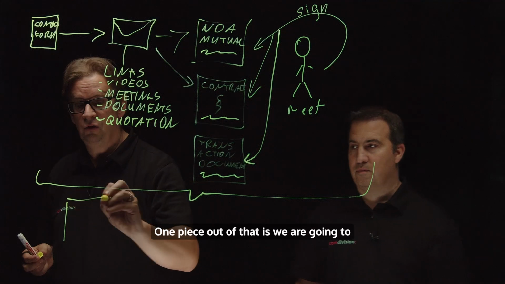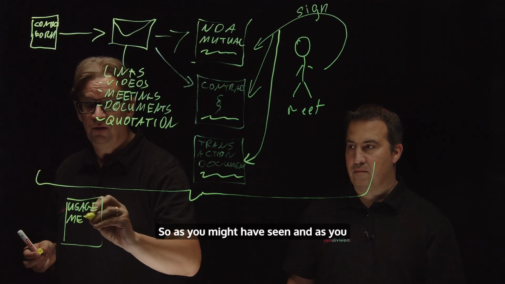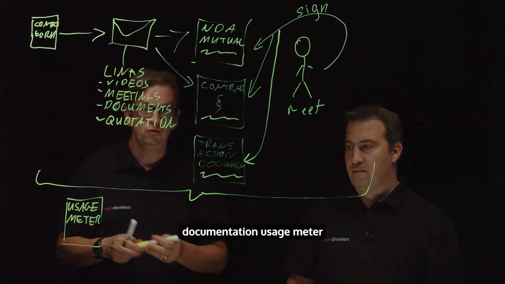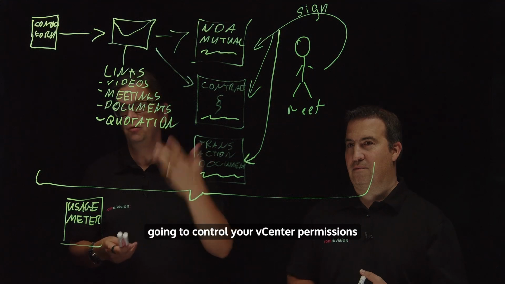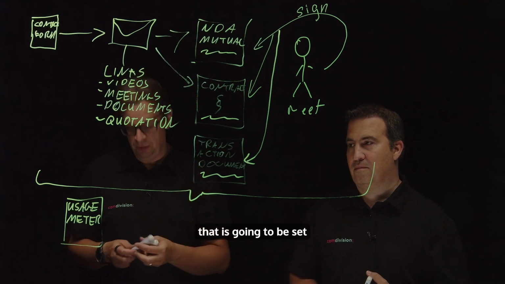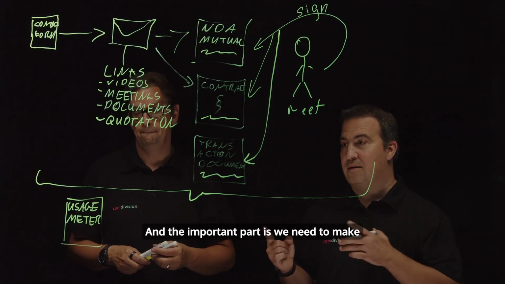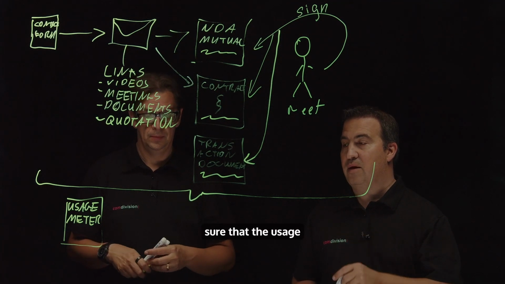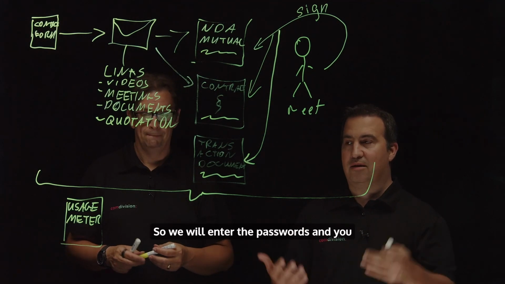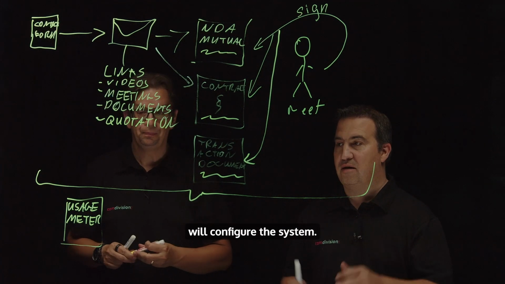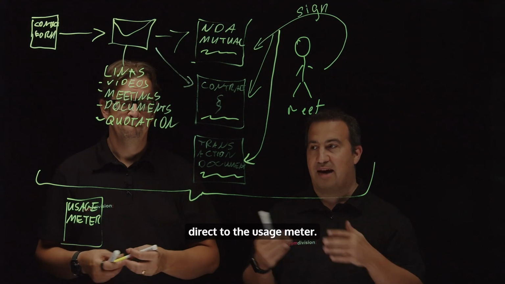One piece of that is we are going to replace your existing usage meter. As you might have read in the documentation, the usage meter needs to be under the control of the white label host, which does not mean that we are going to control your vCenter permissions and everything else. That is going to be set up jointly and in your infrastructure. Yeah, and the important part is we need to make sure that the usage meter is installed in your environment. So we will install it together. We will enter the passwords and you will configure the system, we together will configure the system in a Zoom session, we will not have direct access to the usage meter.